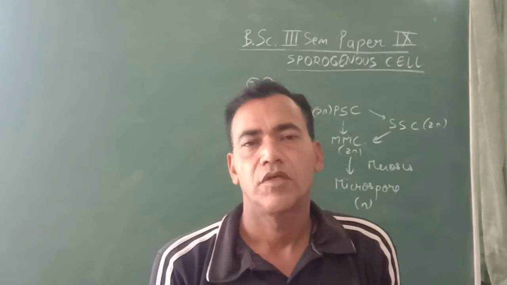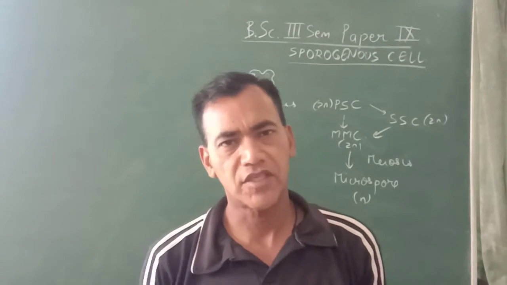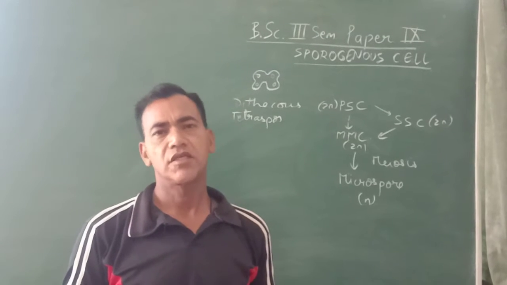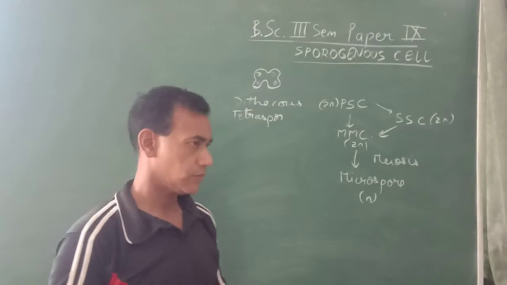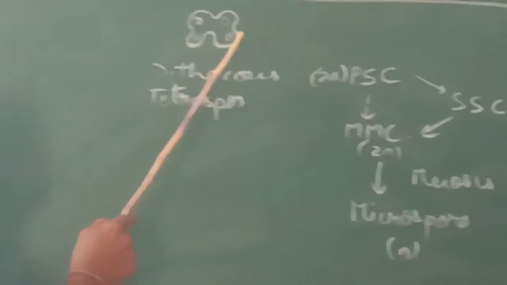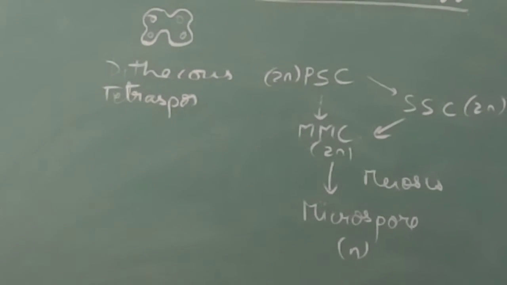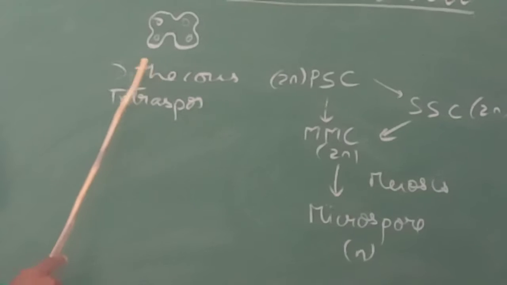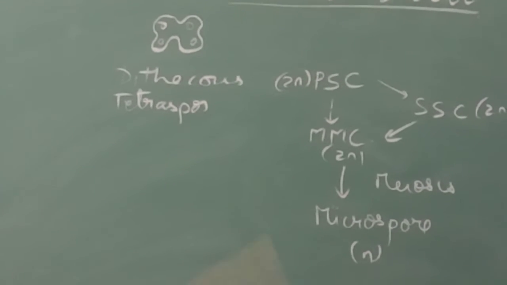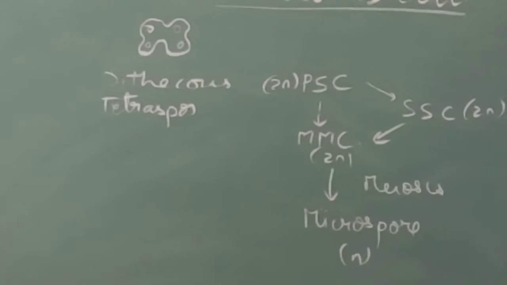Today in this lecture we will discuss the sporogenous cells. In the previous lecture we discussed microsporogenesis, that is the development of microspores. A mature anther normally has 2 anther lobes and 4 sporangial cavities. This situation is called dithecous and tetrasporangiate. Dithecous means 2 lobes, tetrasporangiate means 4 cavities.